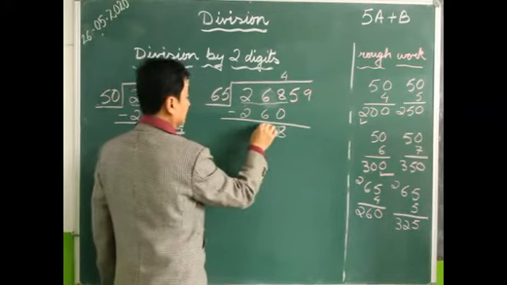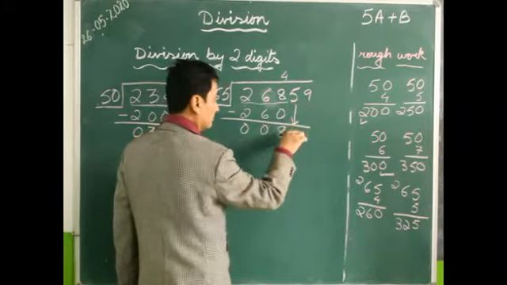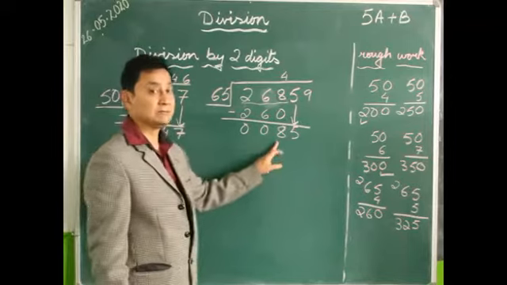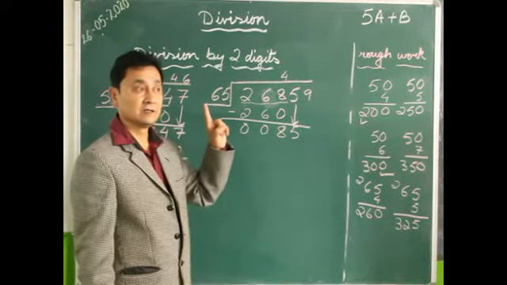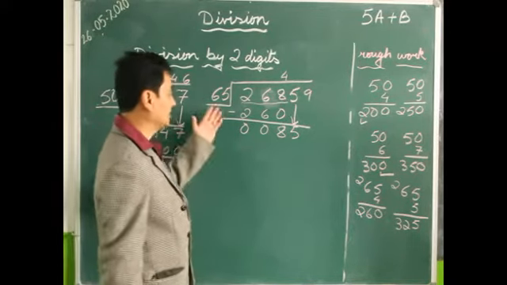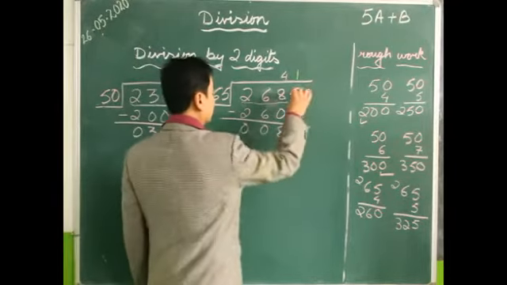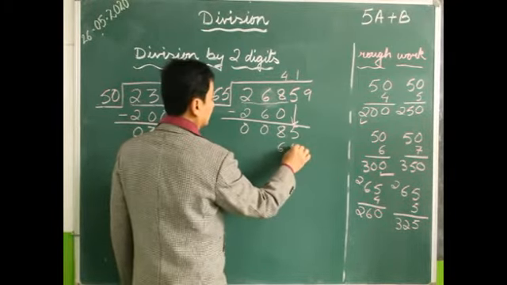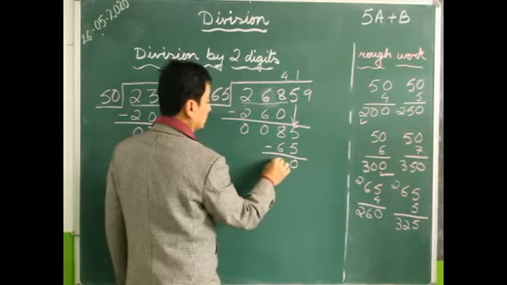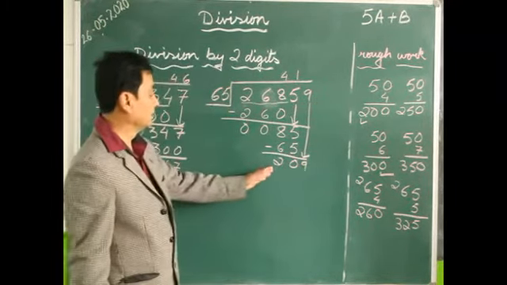8, 0, 0. Bring down 9. No. Bring down the next number, 5. Now 6 will go into 8 how many times? 1. It doesn't go 2 times. 6 2s are 12. So 6 1s are 6. So 65 will go into 85 how many times? 1 time. 65 1s are 65. 5 minus 5, 0, 8 minus 6, 2. Bring down 9. How much do we have here?